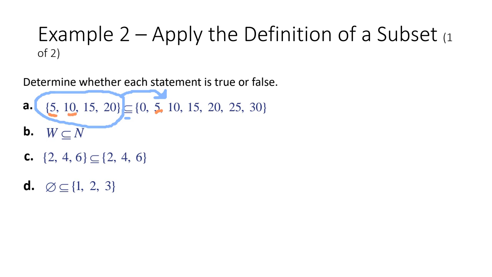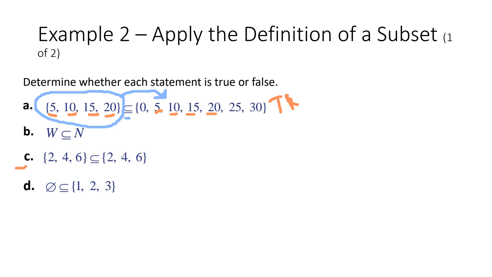10 is here, 10 is here, 15 is here, 15 is here, 20 is here, and 20 is here. So everything here is inside of this bigger set, so we say this is true. I'm just going to put T. All right, let's go to letter C first, and then we'll come back to B.